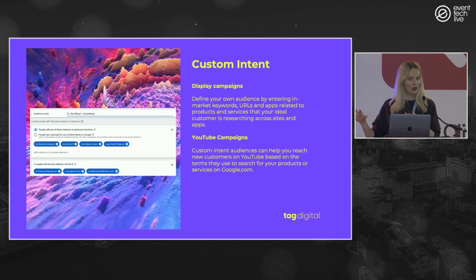What we prefer is custom intent. So we say we're interested in the people that are visiting competitorx.com. We put in all of our competitor URLs and we say to Google, we want to be in front of the people that are going to those websites. That's a softer way to do it, but it still reaches that audience.